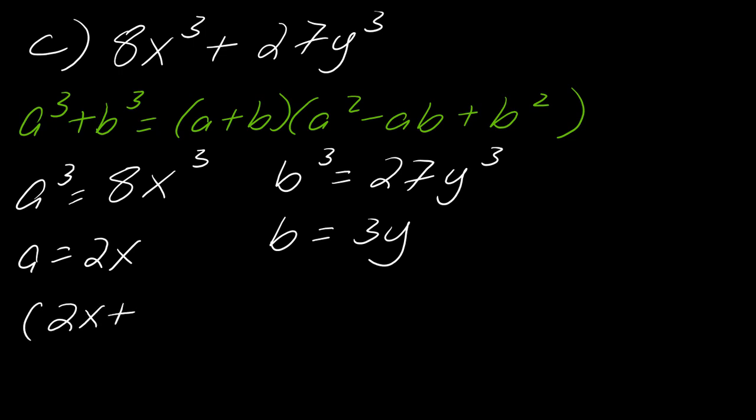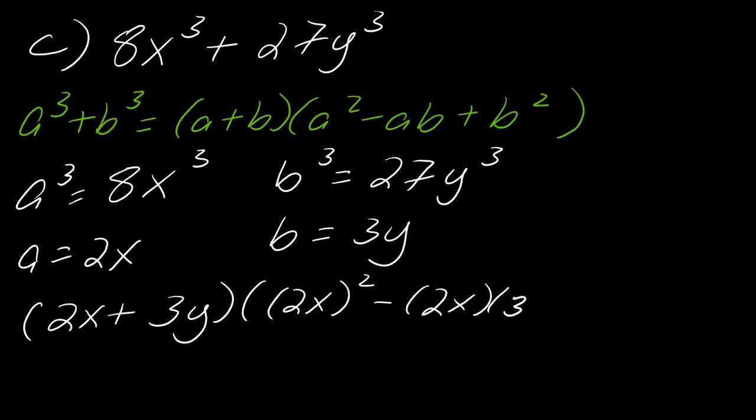Okay, so now let's factor this. 2x plus 3y. This one's going to be a little tricky. So I need to square all of 2x, and then I need to multiply 2x and 3y together, and then 3y squared. Okay, here's everything that needs to happen. So you need to square the entirety of 2x. So this was a trickier problem, and if you missed that, if you got some of this, that's pretty good. But you do need to square all of this.